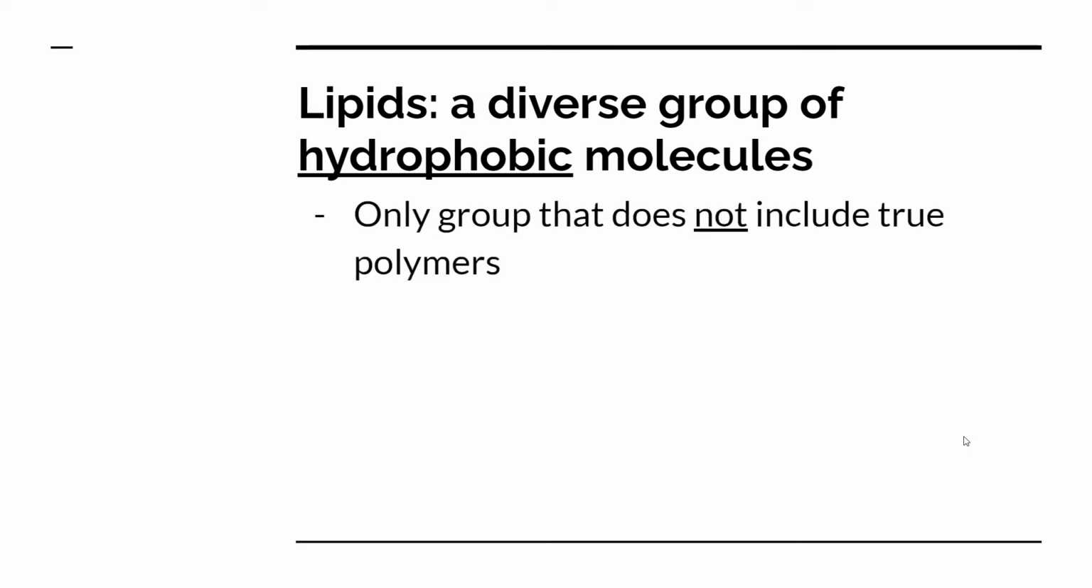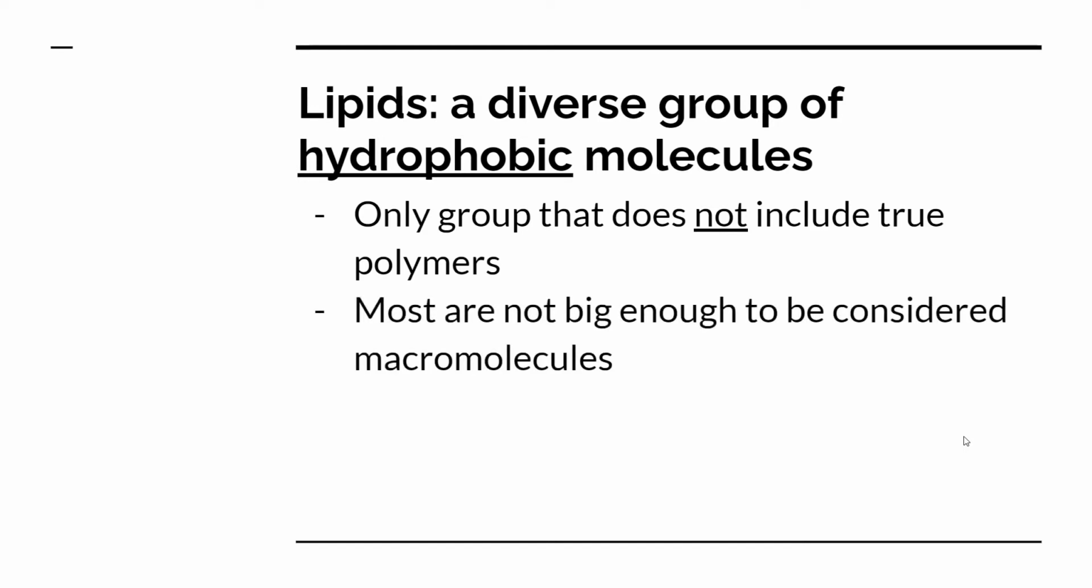This is the only group that doesn't include true polymers. There's not one small repeating building block, like proteins are always made of amino acids, carbohydrates are always made of monosaccharides. Lipids do not have one monomer that repeats over and over like that. Many of them are not big enough to be actually considered macromolecules. So that also makes them a little different than the other types of molecules we talk about in this unit.